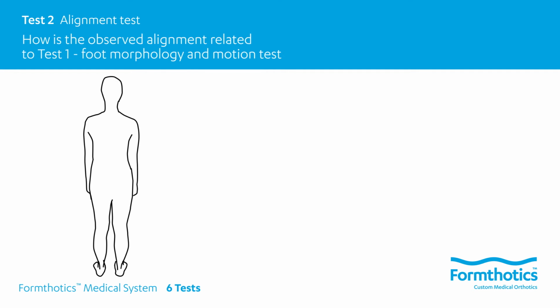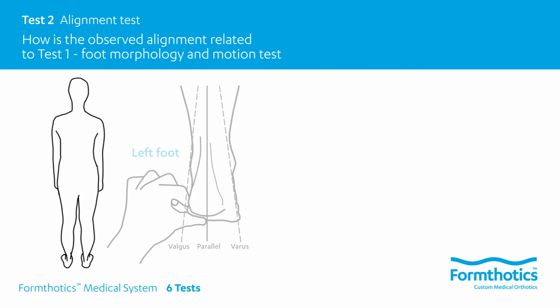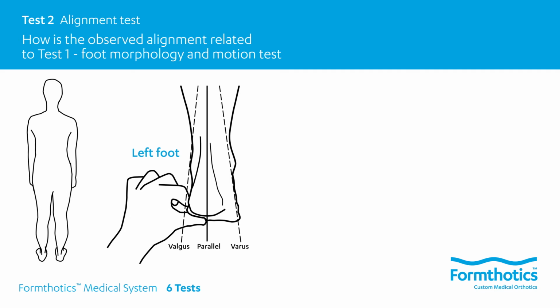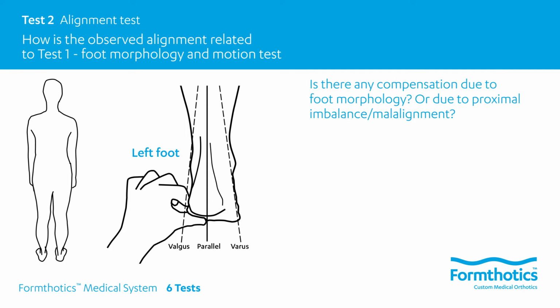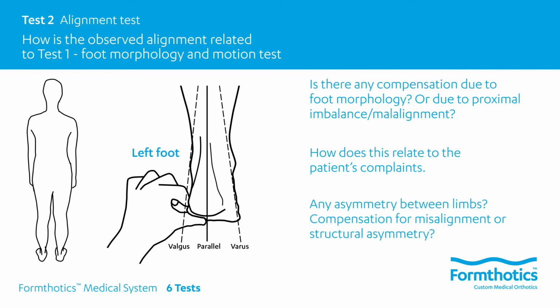Consider how the observed alignment is related to Test 1, foot morphology and motion test. Is the foot compensating due to the foot morphology, or is it compensating due to a more proximal imbalance or malalignment? And how is this related to the patient's chief complaint, pathology, or dysfunction? Is any asymmetry between limbs due to the body compensations for misalignment, or is there a structural asymmetry, such as a leg length discrepancy?